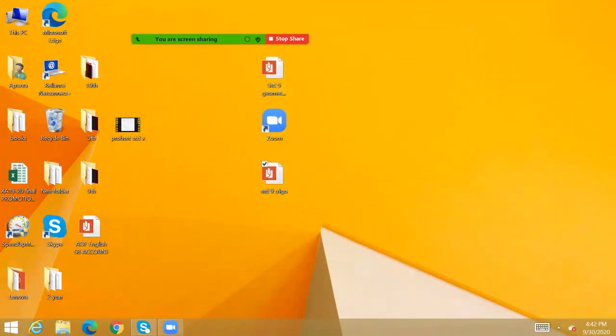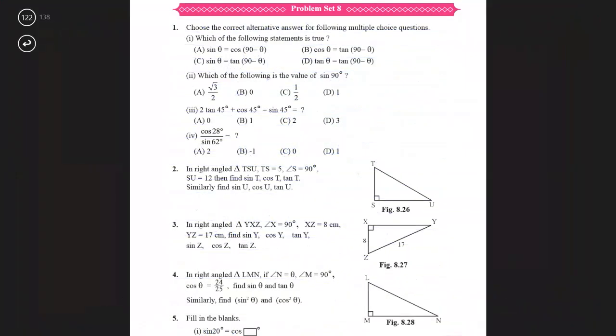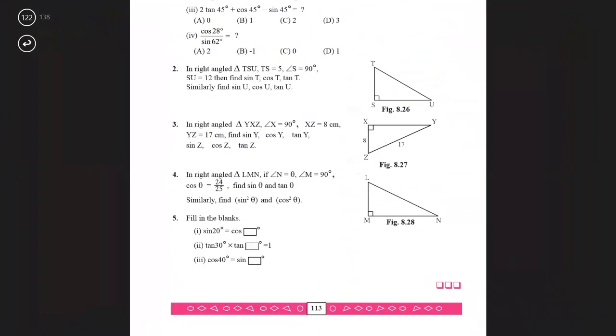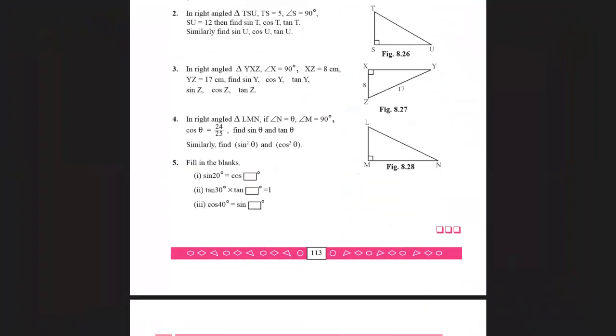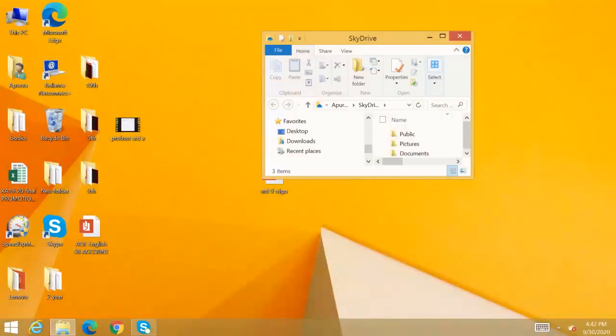Now, in your problem set, question number 2, 3 and 4 are sums which are similar to the ones done in the exercise, and therefore you can try it out on your own. I'll be doing question number 5. Question number 5, fill in the blanks. Sin 20. Now, as we did the previous sum, write sin 20 in terms of complementary angle. 20 is 90 minus 70. And we know sine of 90 minus theta is cos theta. So my answer is cos 70 degrees.